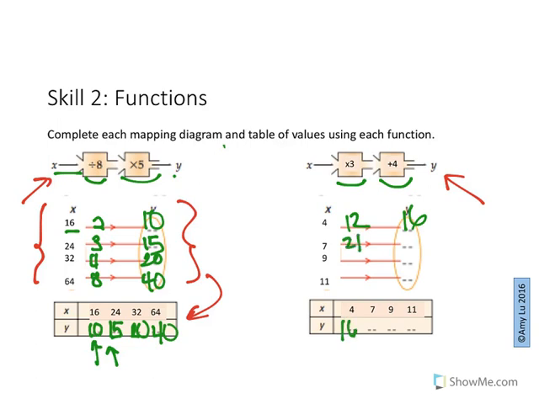7 times 3 is 21. 21 plus 4 is 25. 9 times 3 is 27. 27 plus 4 is 31. And 11 times 3 makes 33. 33 plus 4 makes 37. And that's all.